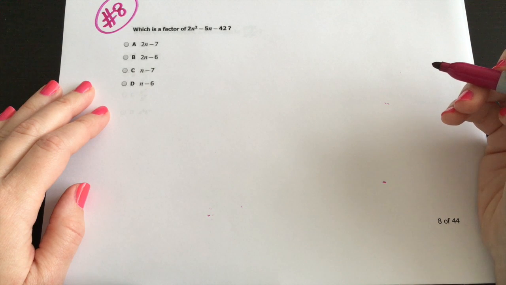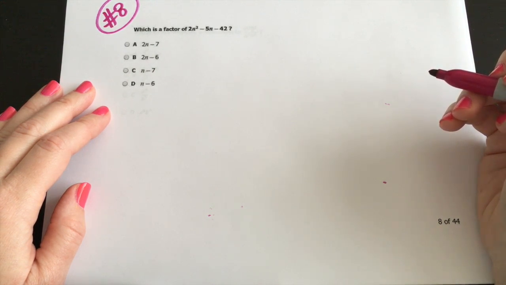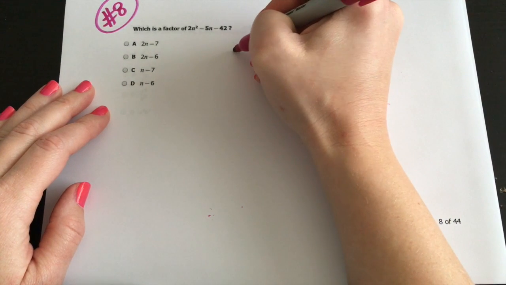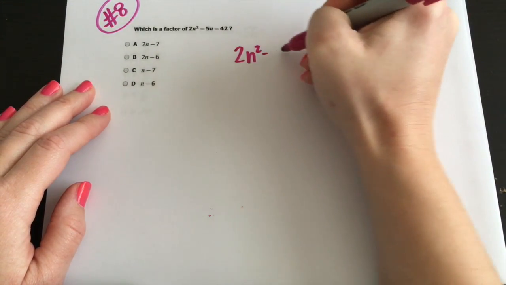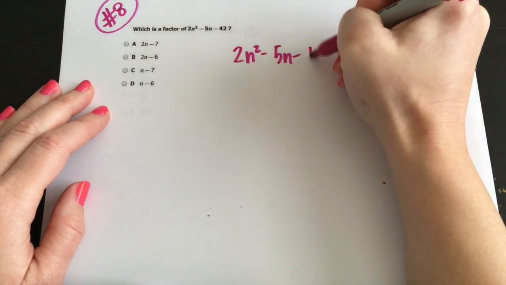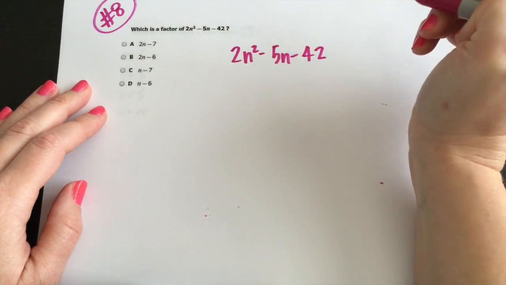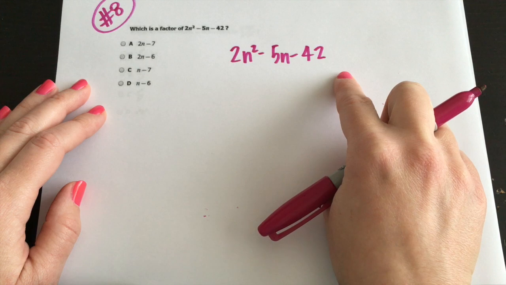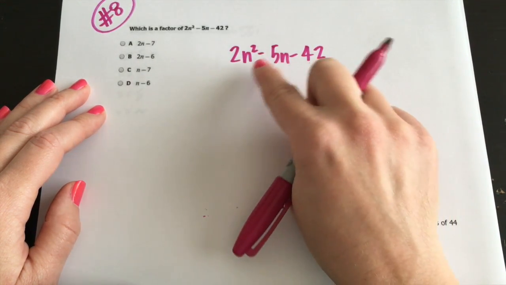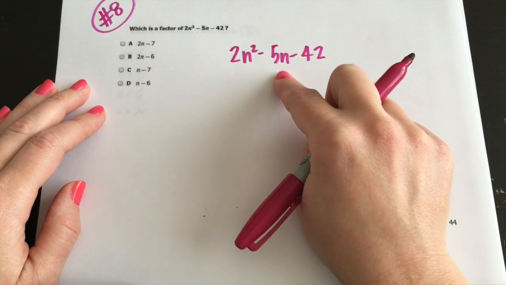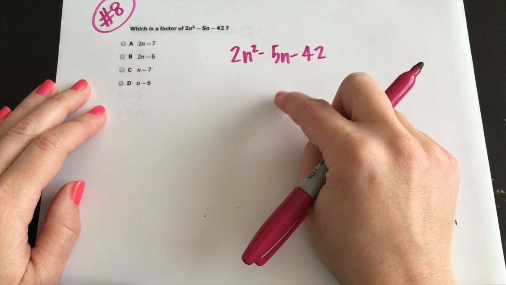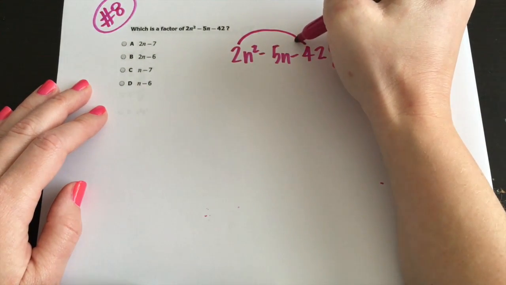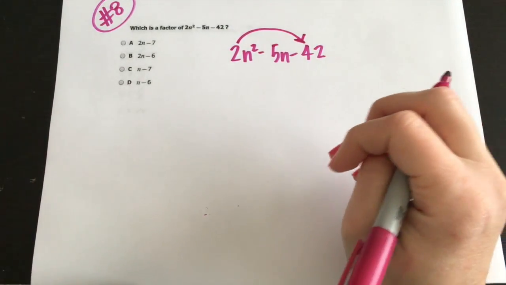Which is a factor of 2n squared minus 5n minus 42? Again, I'm going to do the slide and divide technique. Let me just talk you through something else though. If you chose not to do the slide and divide, you would factor the 2 and factor the 42 and figure out what multiplied together will get 5, okay? That is so much work. It's so much easier. 2 times a negative.